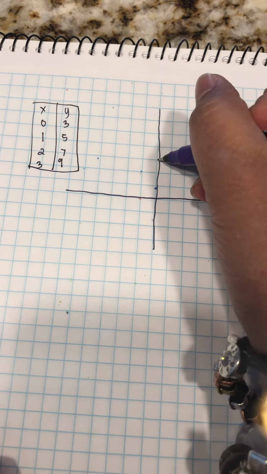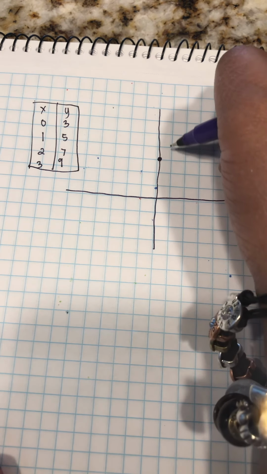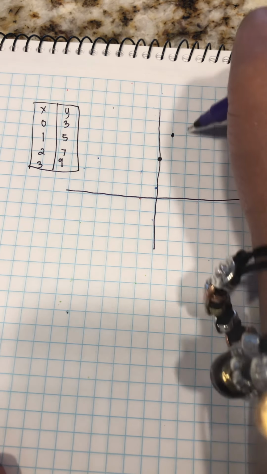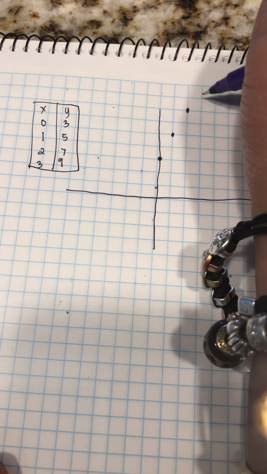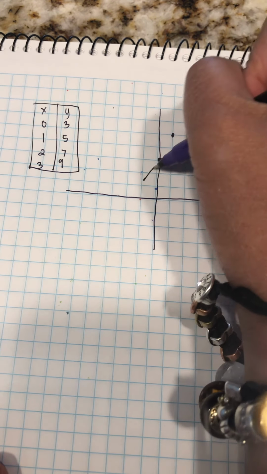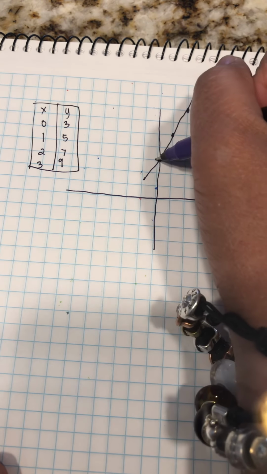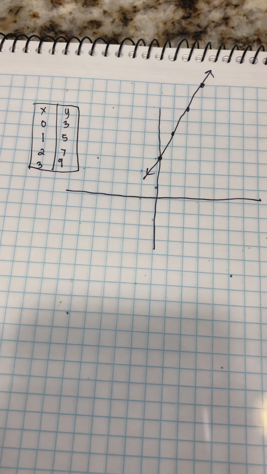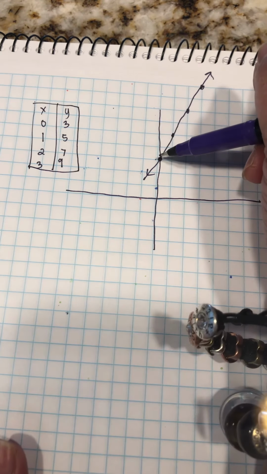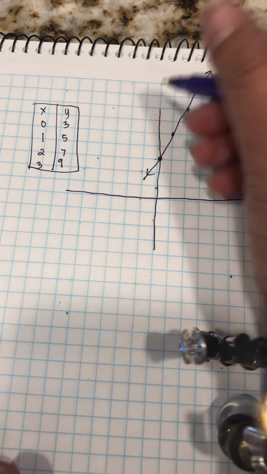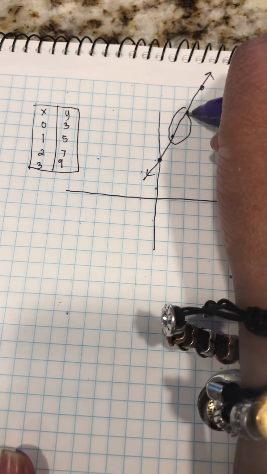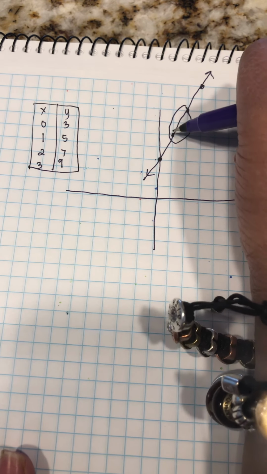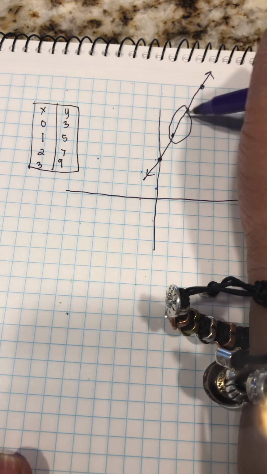So 0, 3, 1, 5, 2, 7, 3, 9. All right, so there's your line right here. So now, based on my functions lesson, we defined that slope is the steepness of your line. So we're looking at how many steps did this go up. Let's just focus on 2 points. So let's say this one. So how many steps did this point have to go to reach the next point?